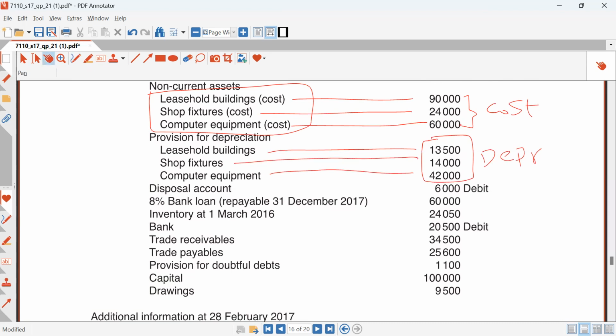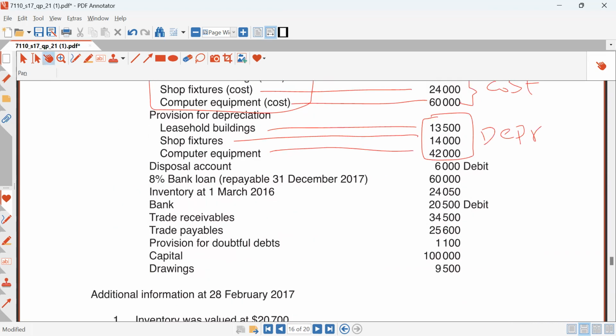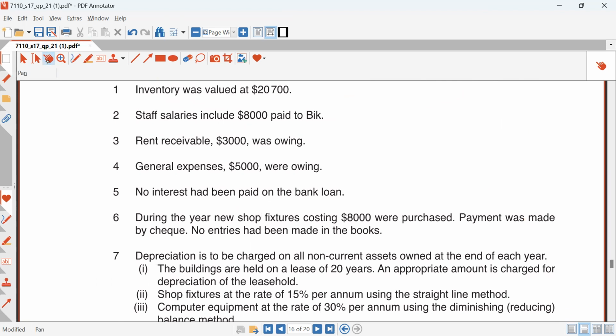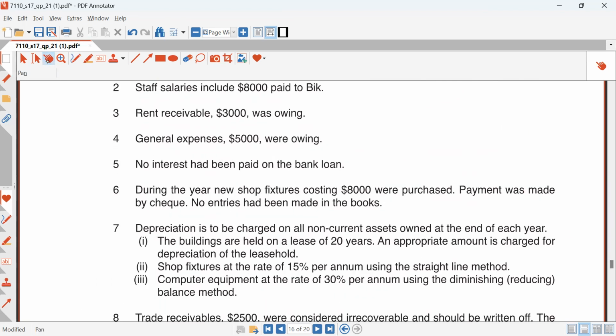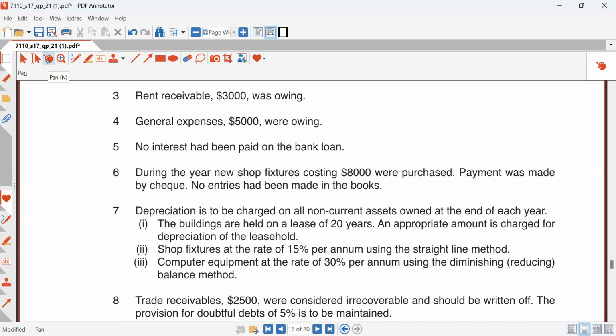So we can make the statement of financial position. We know the previous year depreciation and we have calculated the current year depreciation in the income statement. I will also do some working. Buildings are held on a lease of 20 years. So in order to calculate the current year's depreciation, we have a few adjustments given in the question. You must have already done this. We know that the life of the building is 20 years.